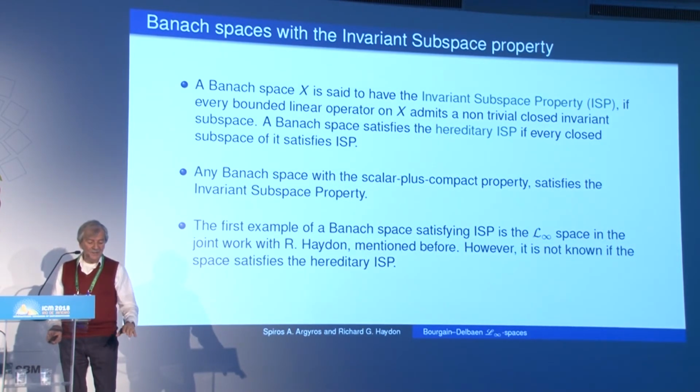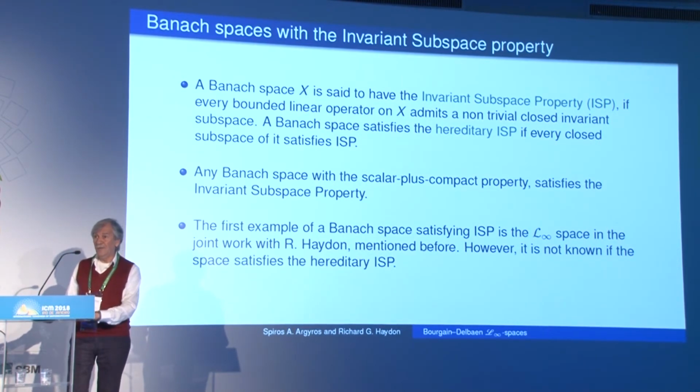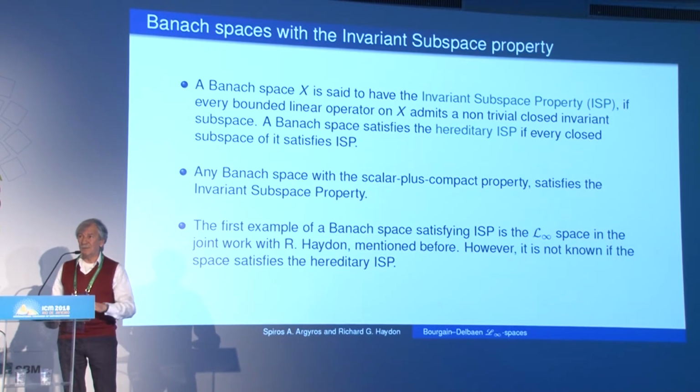And therefore, the first example with the invariant subspace property is the space constructed with Richard. On this space, we don't know if the space has the hereditary invariant subspace property, because the scalar-plus-compact property in the ℒ∞ space does not remain true for the subspaces of that space. I mean, if you go to the subspaces, then these do not have the scalar-plus-compact property.